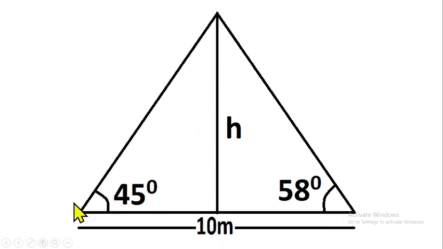in between the two boats. If the distance between the two boats is 10 meters and the angles the boats make with the water are 45 degrees and 58 degrees, find the height of the tower. So I'm just giving you different scenarios that could result in this type of triangle in mathematics.